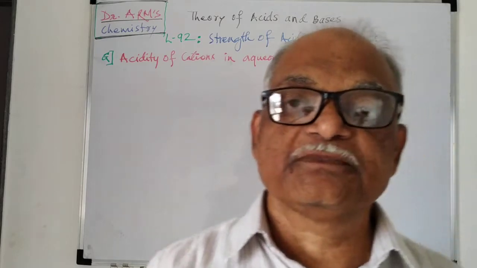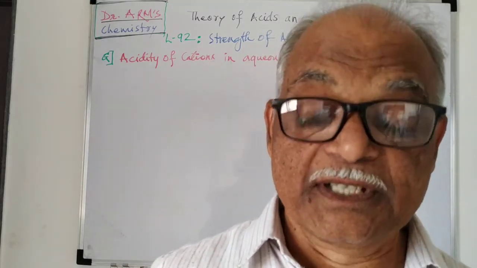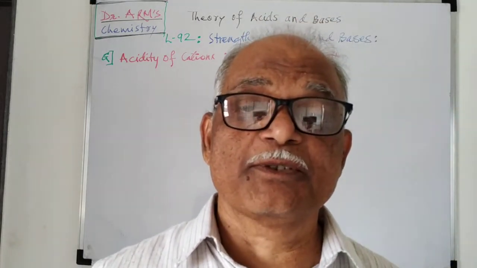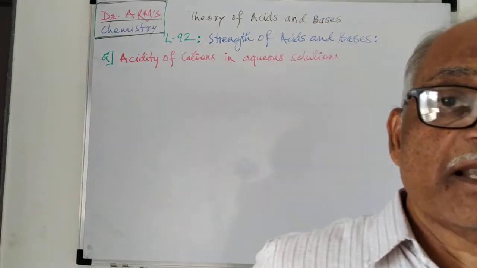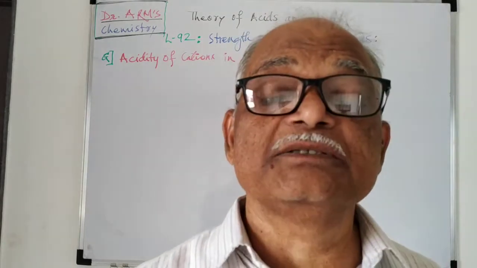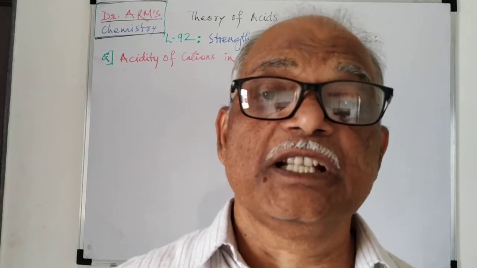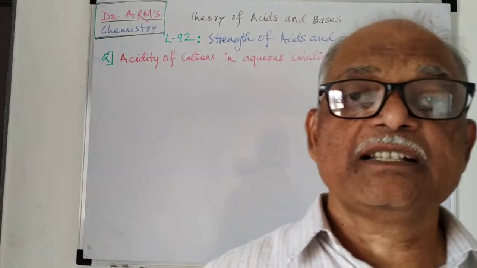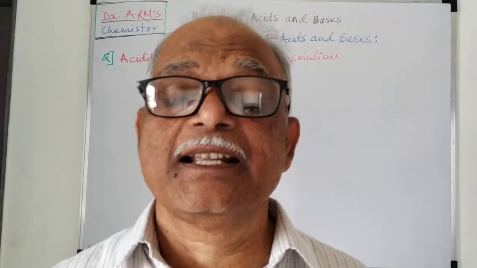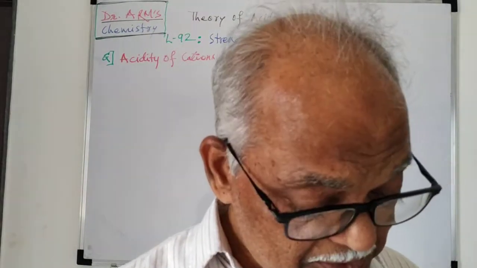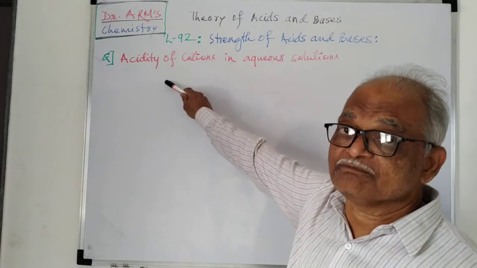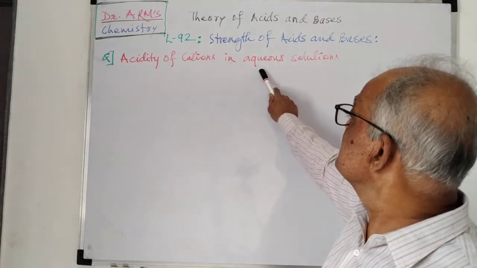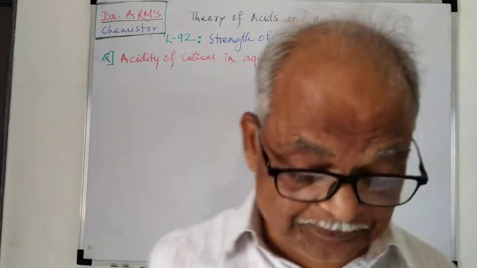We were discussing the theories of acids and bases. We have seen a number of such theories, such as Arrhenius theory and Lowry-Bronsted theory or Lewis's concept, etc. And now we are discussing the methods to measure the strength of acids and bases. In that case also we have seen a number of such methods, and presently we are going to see the next method for the measurement of acidity, that is acidity of cations in aqueous solutions.